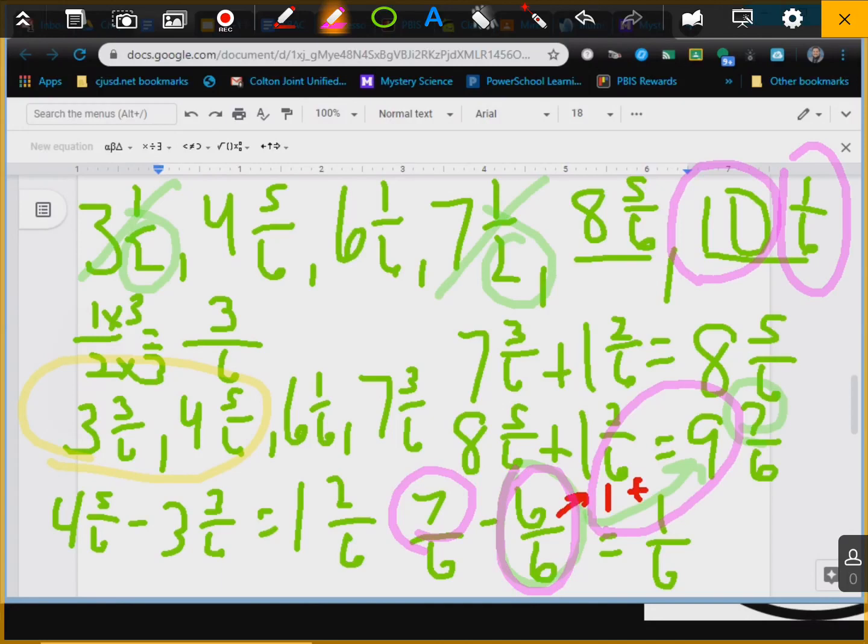If you have any questions about that, please make sure you ask me the next day, because that's a very important concept. Every whole number is the same as a fraction, with the numerator and denominator being the same. That's why 6/6 I converted to a 1.